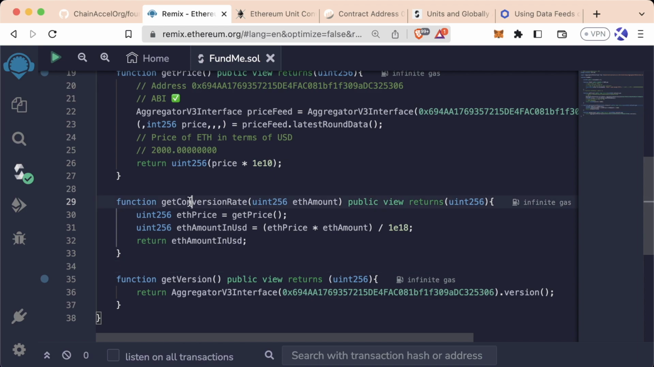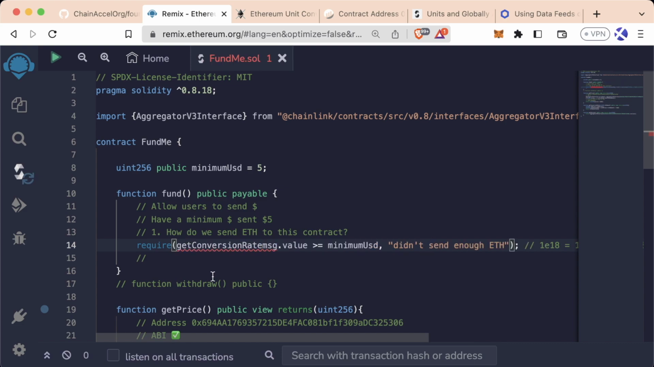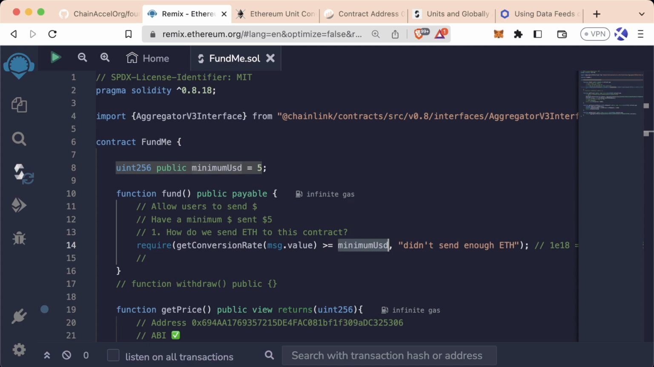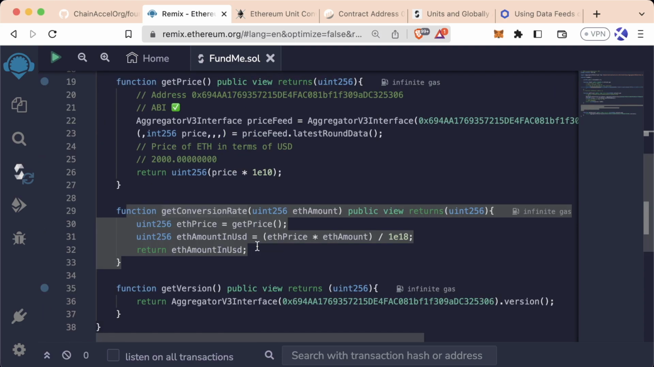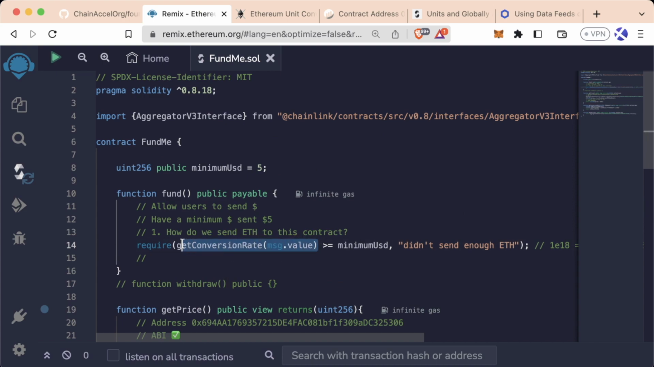So now that we've done all this work, if we want to make sure that our users are sending at least $5, we can do getConversionRate of msg.value needs to be greater than minimumUSD, because getConversionRate takes an ETH amount as input, uses the pricing information to get the dollar value back, and we're going to check to see that the dollar value of the msg.value is greater than the minimumUSD.